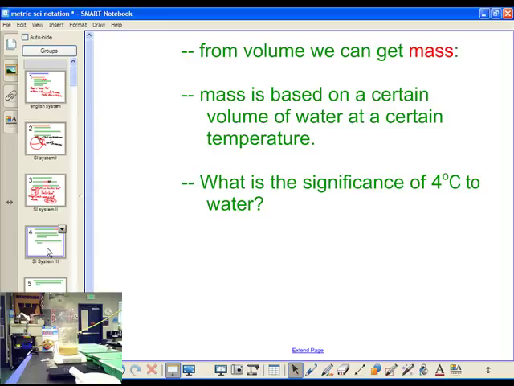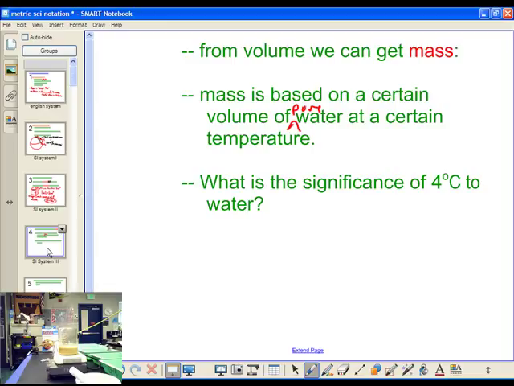Now weight. Mass and weight are different, although you need to know the mass to find the weight. Weight is how much gravity pulls down on a mass. It's not the same thing because your weight will change as you go to different places in the universe. But mass is always the same. It's based on a certain volume of water at a certain temperature. And this is pure water.